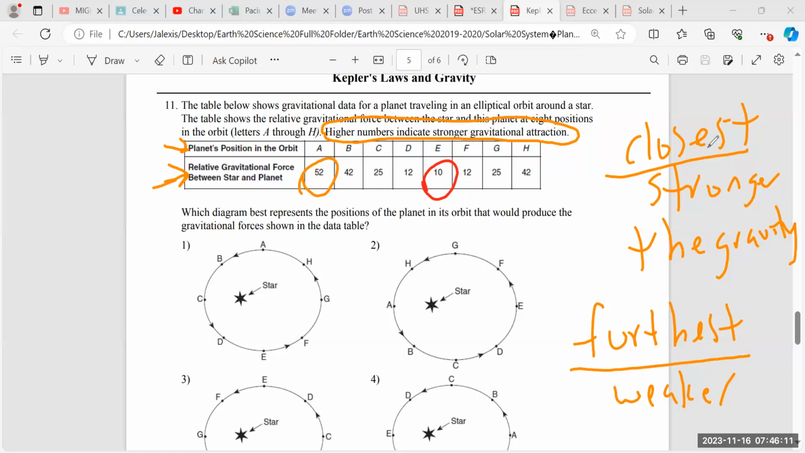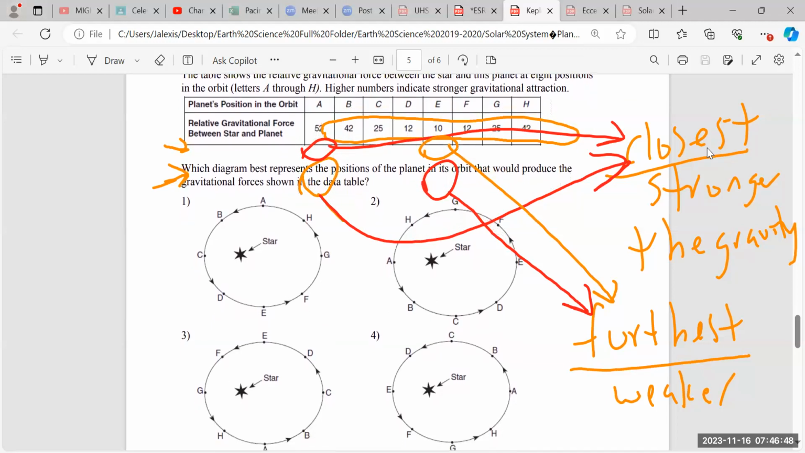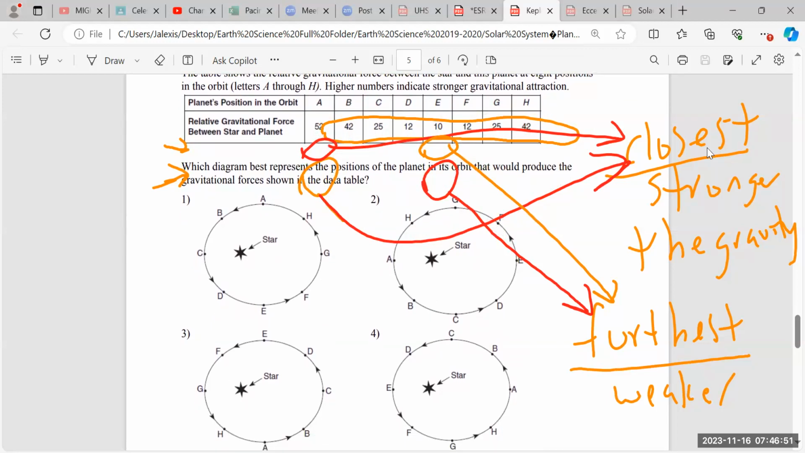And if I match up, where is the weakest gravitational force going to be? It's going to be the furthest away from the star. And where is the strongest gravitational force going to be? It's going to be closest to the star. So that lets me know A has to be the closest to the star, and E has to be the furthest from the star. All right. So which option shows that A is the closest to the star and E is the furthest from the star? That's the only thing that matters.